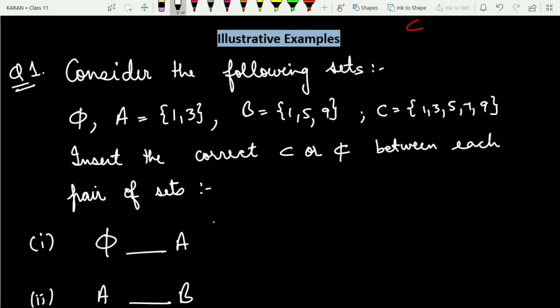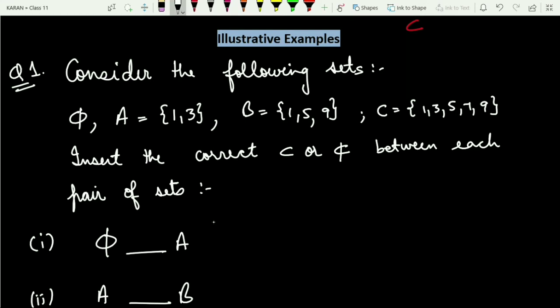So that is phi, A is equal to {1, 3}, B is equal to {1, 5, 9}, C is equal to {1, 3, 5, 7, 9}. Insert the correct symbol, which is contained in. So this is contained in and this is not contained in. Fine, this is not contained in. So you have to insert that symbol.